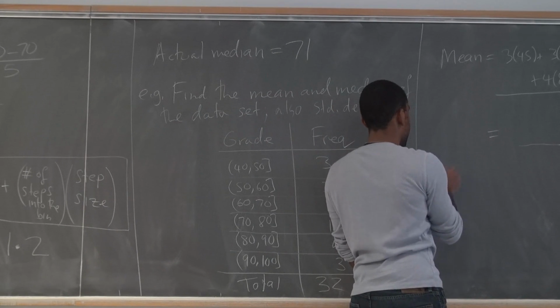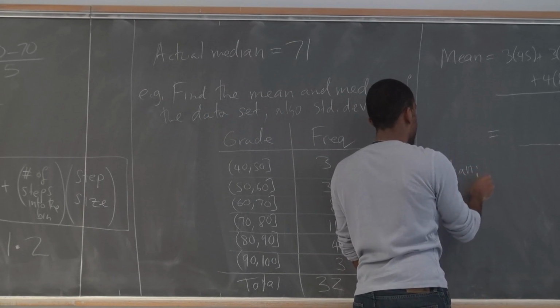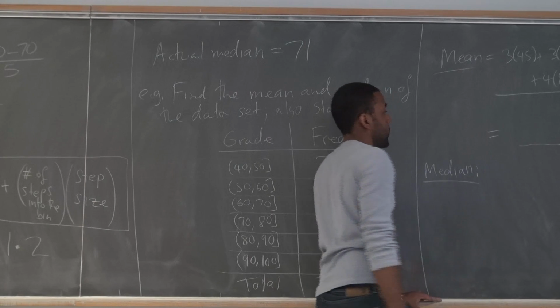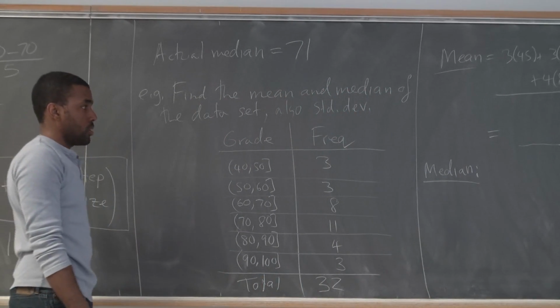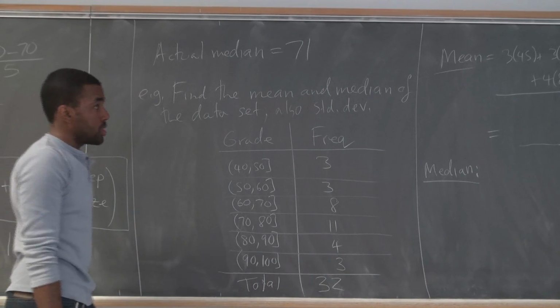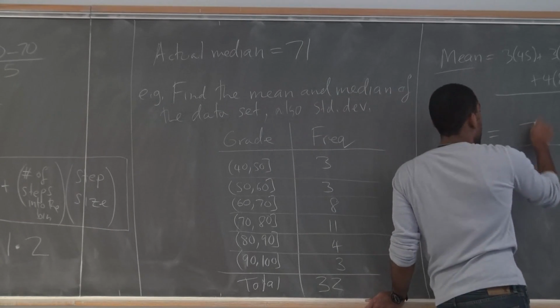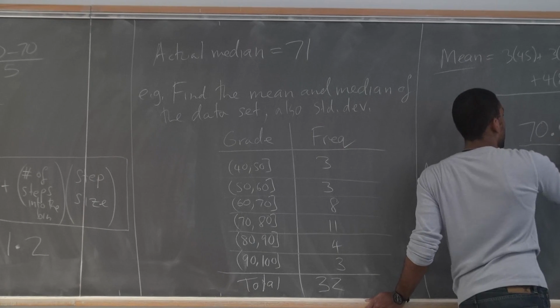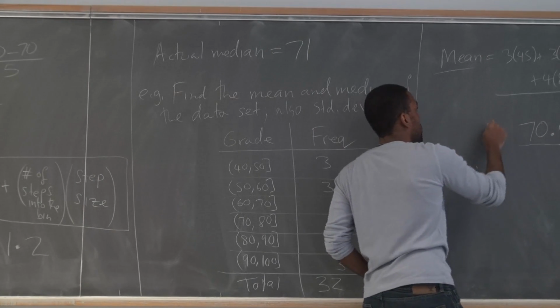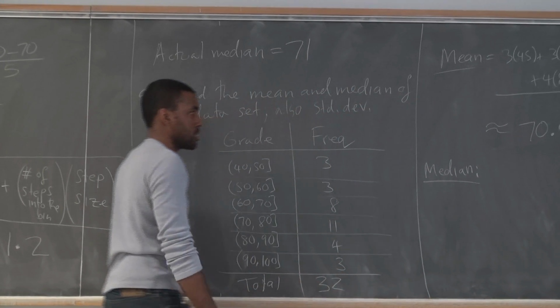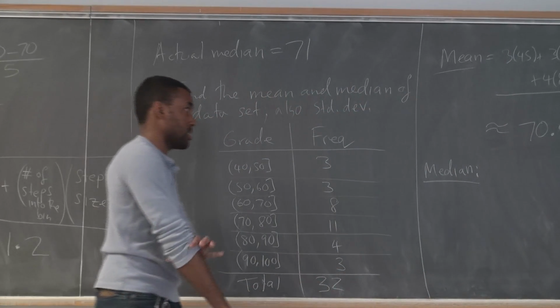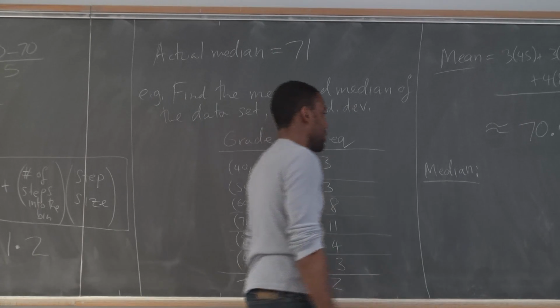Median. 70.93. 70.93 is our approximation here. The average grade in this class, the mean average grade is around a 70. So on average, the class is pulling a C.